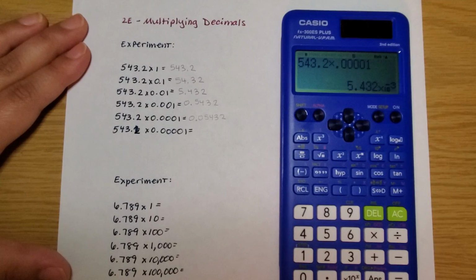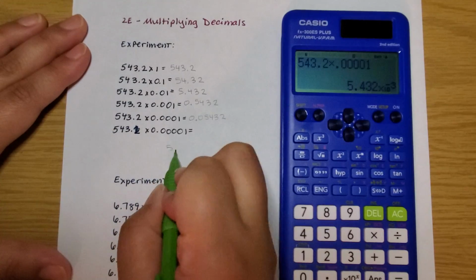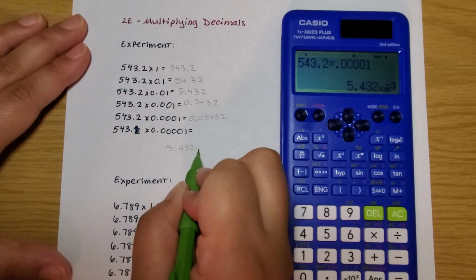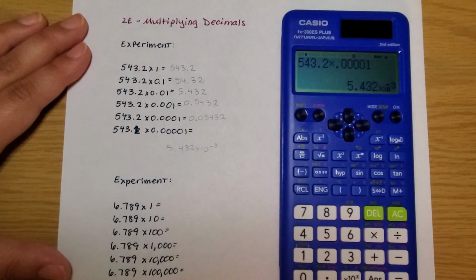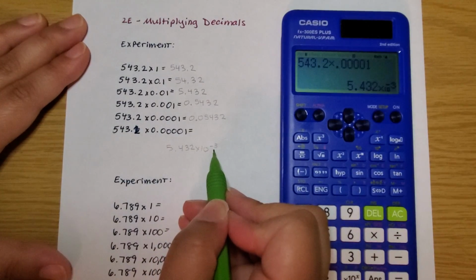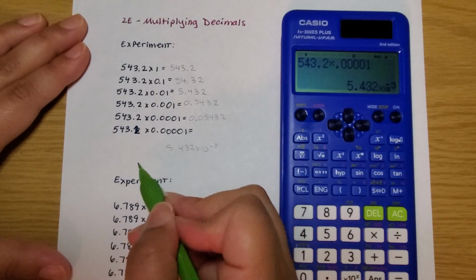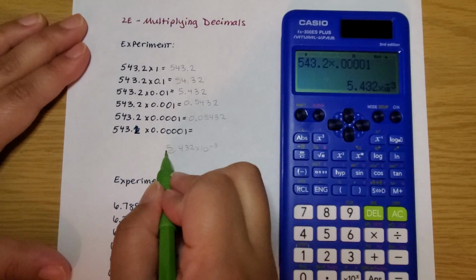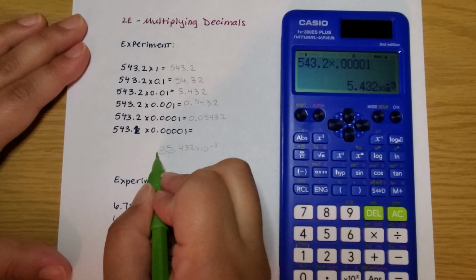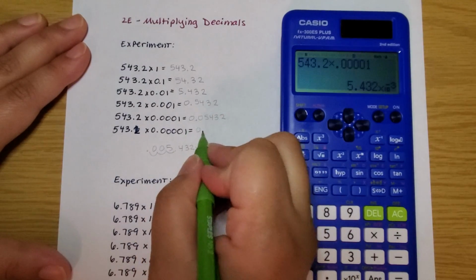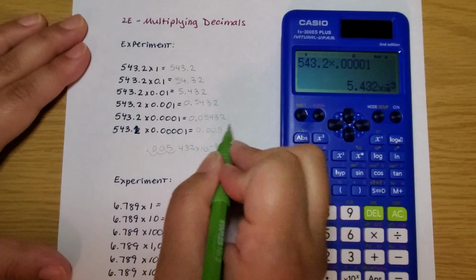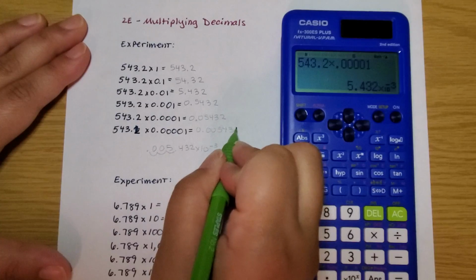Ooh, so now what my calculator is doing is it's throwing the answer in scientific notation. Great job here. So we have 5.432 times 10 to the minus 3. So as a review, remember this minus 3 means we're going to move the decimal point to the left 3 places. 1, 2, 3. So we do indeed get 0.005432.